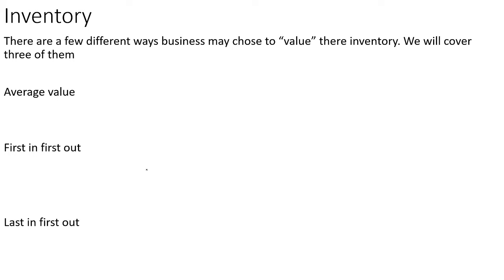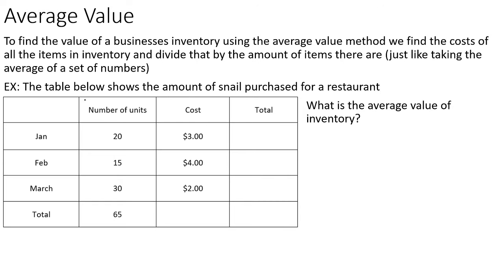There are three ways we can value how much inventory we have or have sold: the average value method, the first in, first out method, which is also called FIFO, and last in, first out, which is LIFO. These last two methods are usually used when you've sold inventory. The average value method is usually used to take stock of your current inventory if you just want to get a number for it. So let's go through each method here.